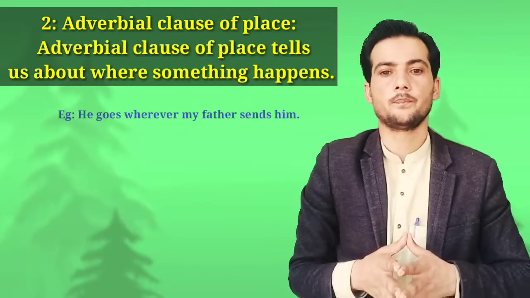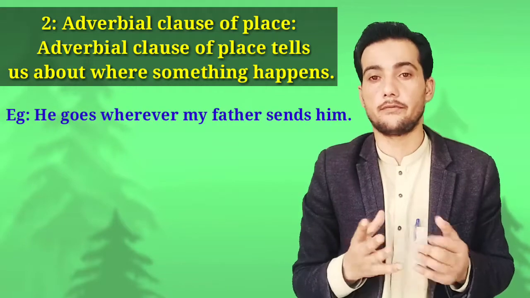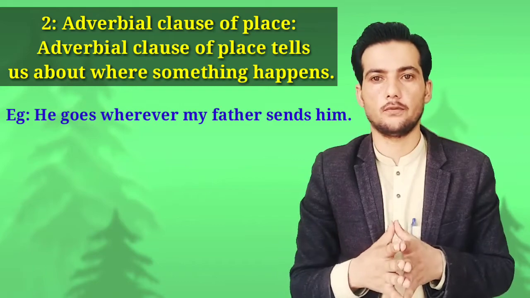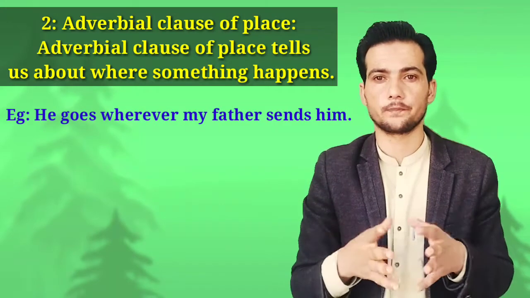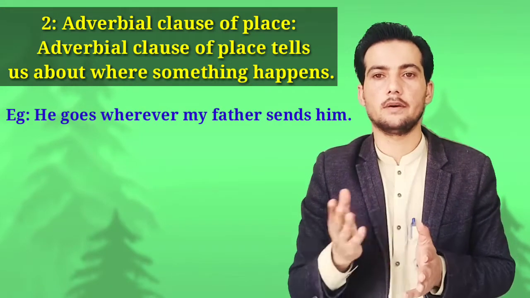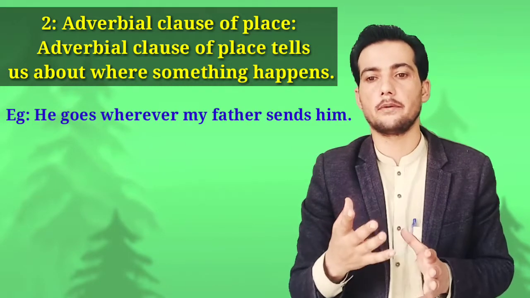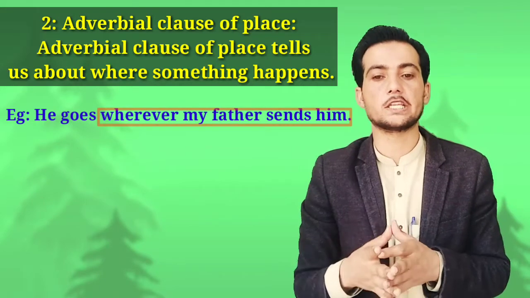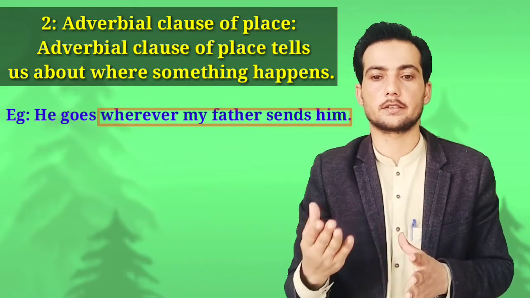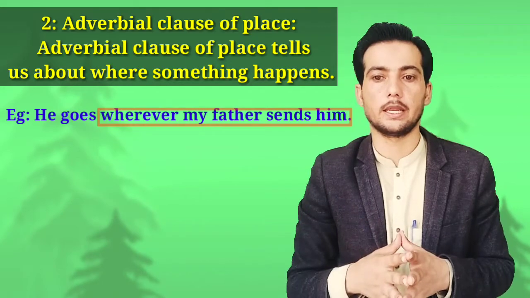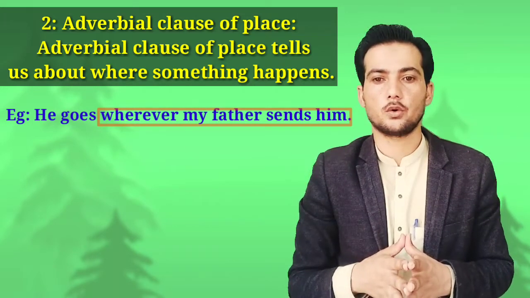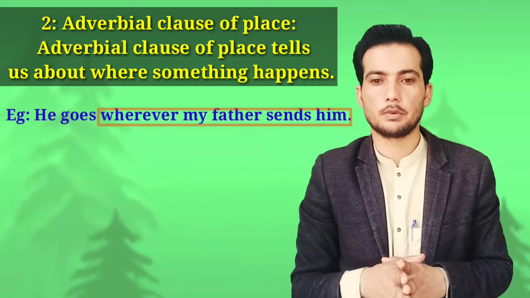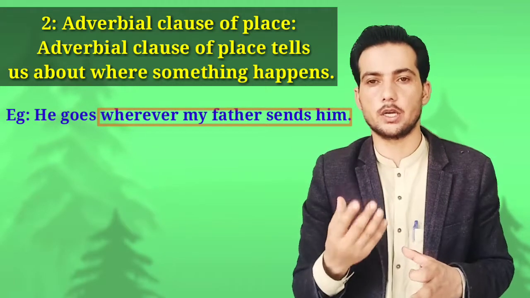For example, he goes wherever my father sends him. If you look at this sentence, it consists of two clauses. He goes, it is the main clause. And after that, the second clause, wherever my father sends him, starts with a subordinating conjunction, that is wherever. The subject is my father, and sends is a verb. So wherever my father sends him is an adverbial clause, because it gives us information about the place.